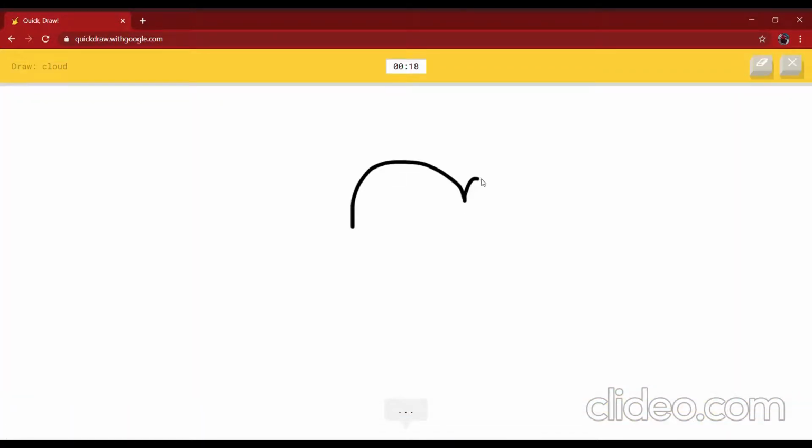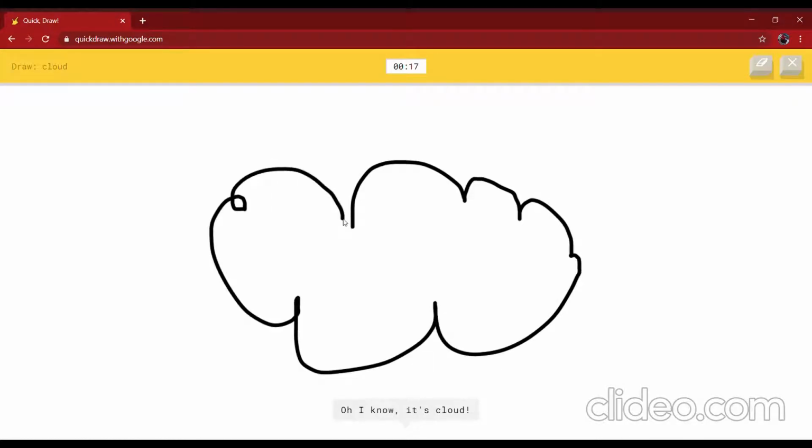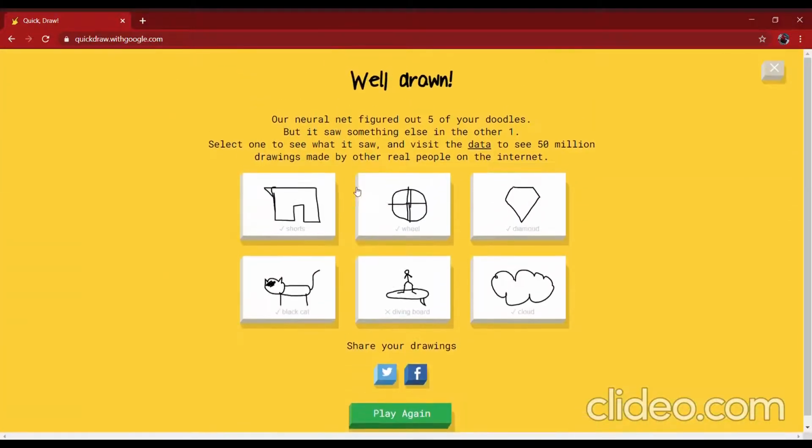Easy to draw, cloud. I see squiggle. Oh, I know, it's cloud. Okay, five out of six doodles. Let's see the shots.